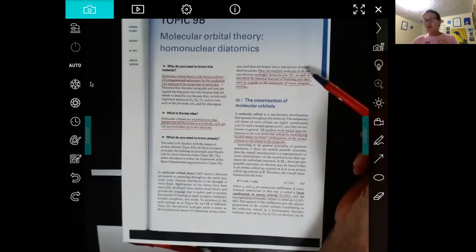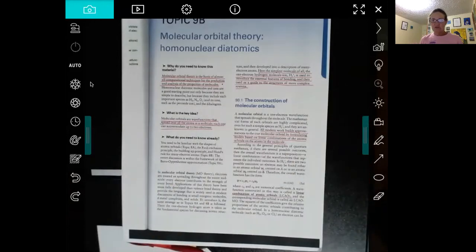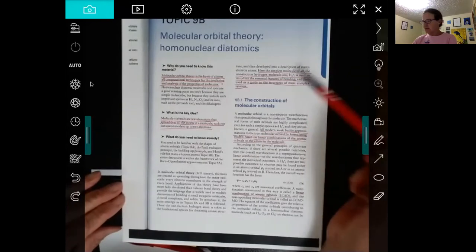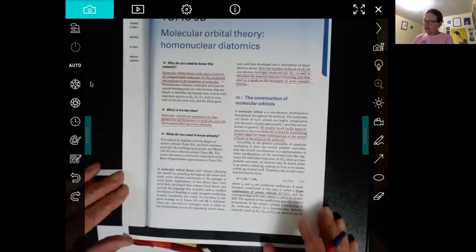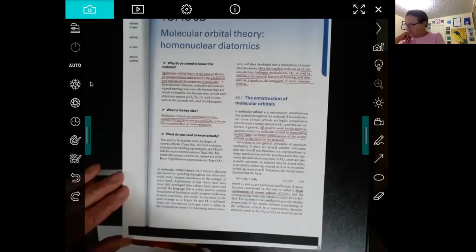Turns out this is the only molecule that can be solved exactly, and exactly is only exact within the Born-Oppenheimer approximation. So using the Born-Oppenheimer approximation, you can exactly solve for the molecular orbitals of H2+, but nothing else. So once again, we're going to have to think about approximations as we move through understanding this theory.